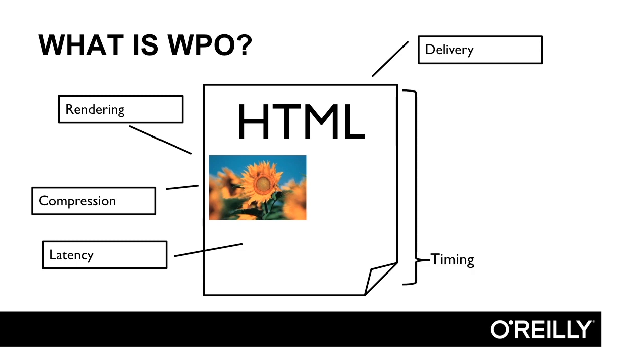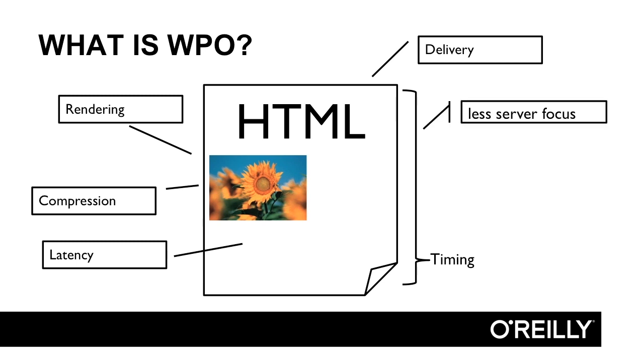When we think of WPO, really we also have to think about measurement. We have to think about timing. If you're going to manage something, you need to measure it. So a big part of web performance optimization is application performance management and knowing just how fast your pages are for all the various users and where your problems are.